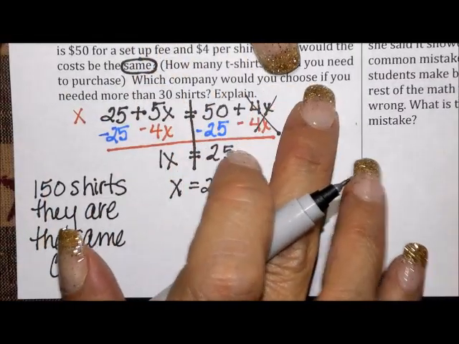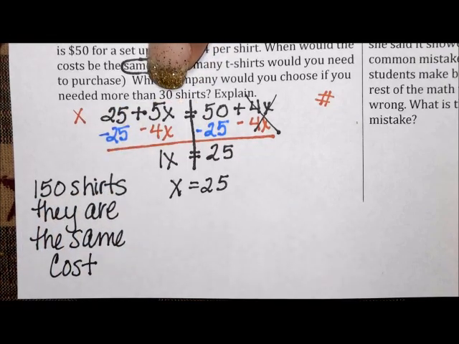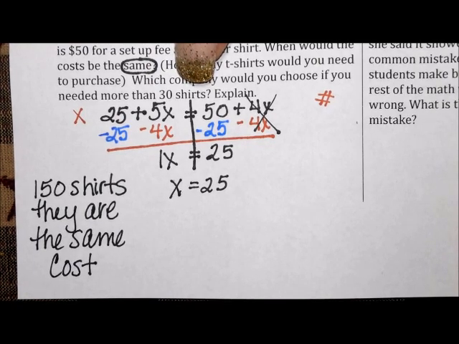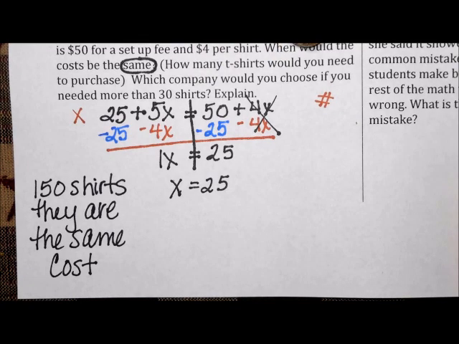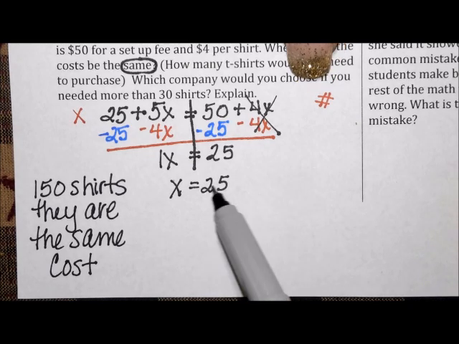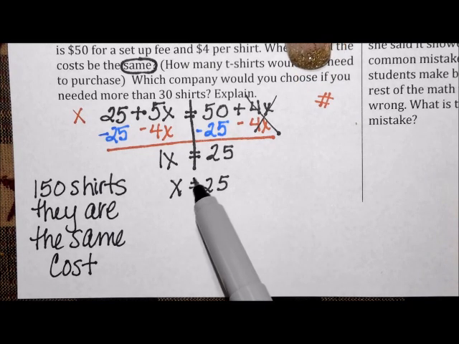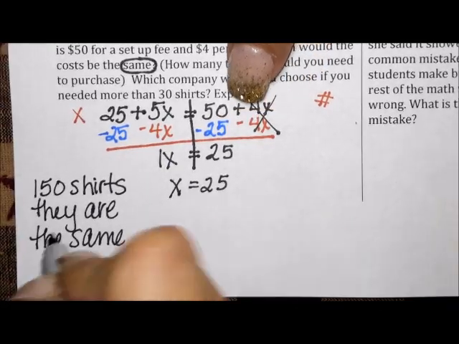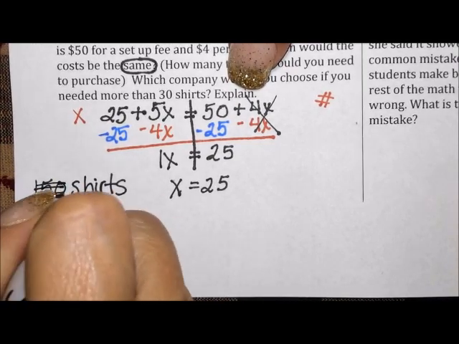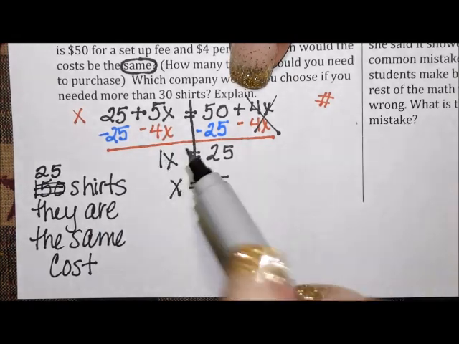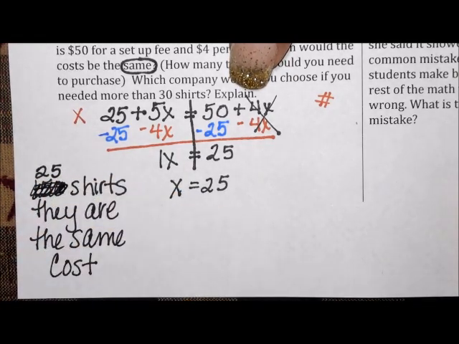Which company would you choose if you needed more than 30 shirts? If you needed more than 30 shirts, well, I guess it depends on how many more than 30 I need, right? If I needed 30 shirts, so, oh, I'm sorry, right here. This is 25 shirts. I did that wrong, didn't I? I messed that up. At 25 shirts, they're the same, not 150. 25 shirts, they are the same cost. But it's going to cost you 150. I was doing that backwards. At 25 shirts, the same.